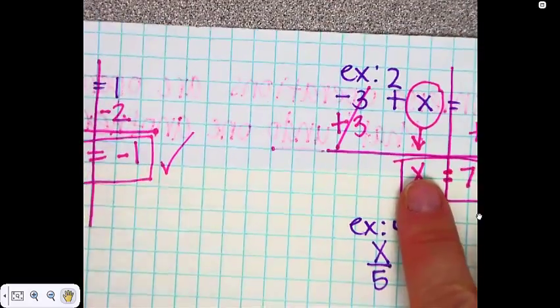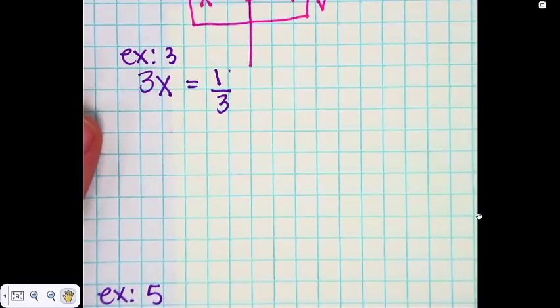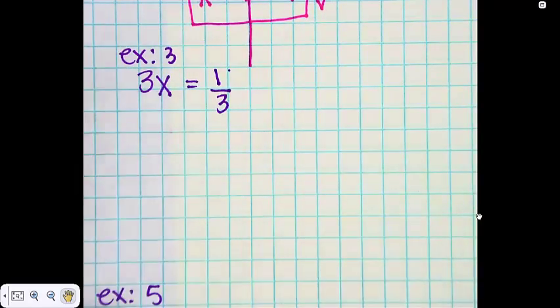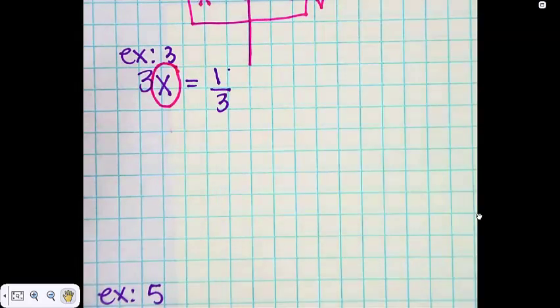Okay, so we did an addition. We did a subtraction. Now we're going to do a multiplication. Okay, so we're solving for the variable x. We want to isolate the variable. So I'm going to circle my variable right here, and then I'm going to ask myself what's next to my variable. Well, it's a 3.